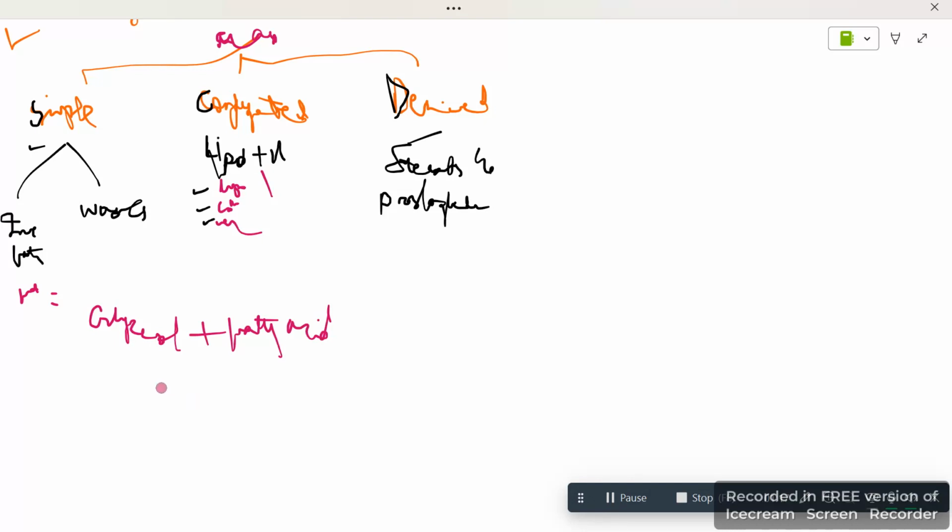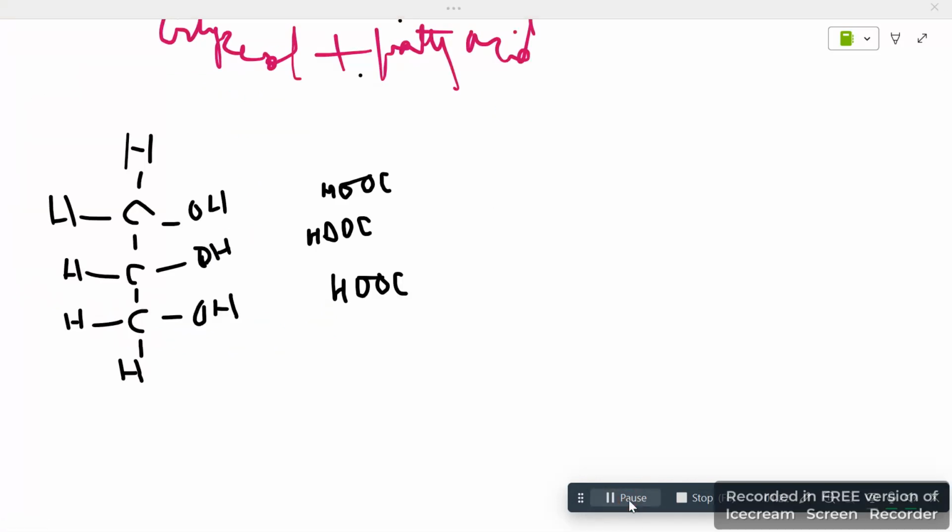So when we make the structure, let me make it in green. The structure you will see is simply glycerol plus fatty acid. Here this is the carboxylic group, and in lipid you see the bond which is the ester bond or C-C linkage.